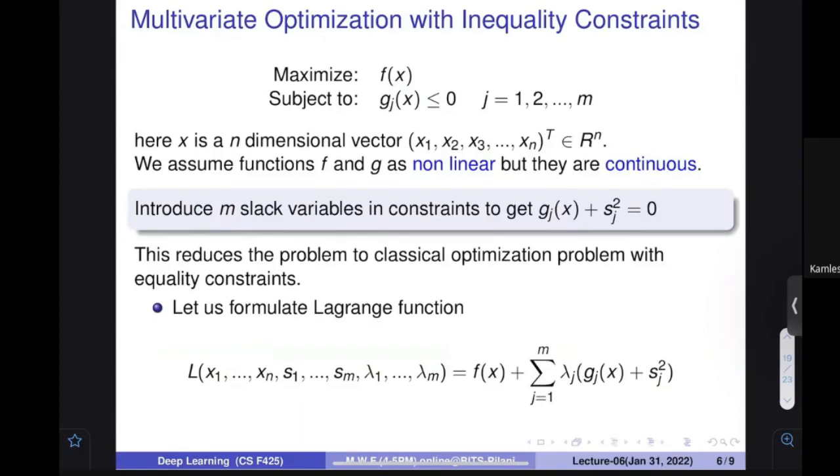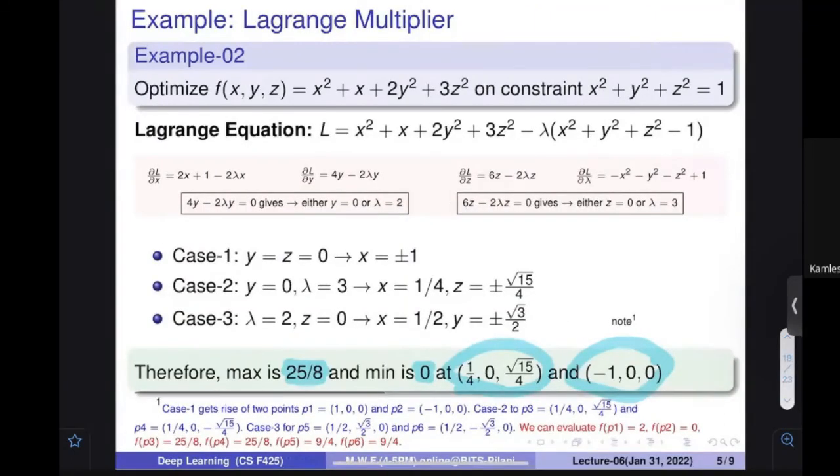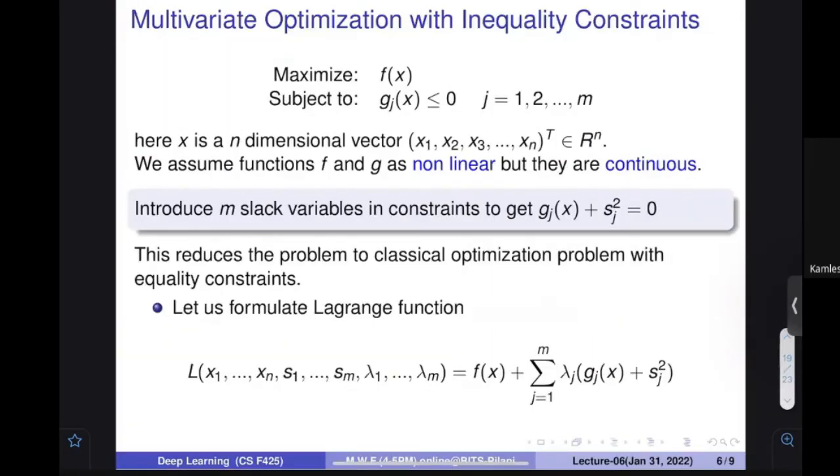A general multivariate optimization problem may also have inequality constraints. For example, in the Lagrange multiplier, the condition was that this should be equal to something. But in the general scenario, it may be possible that g is less than something. To solve this, a mathematical trick was discovered. Instead of using this formula, I am going to add something called a slack variable.